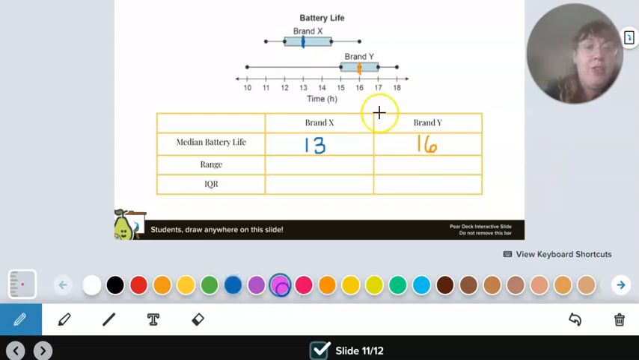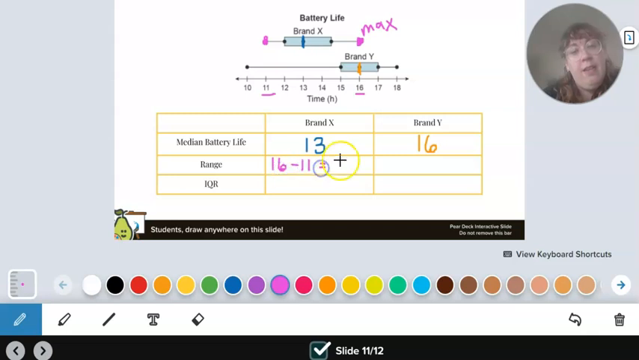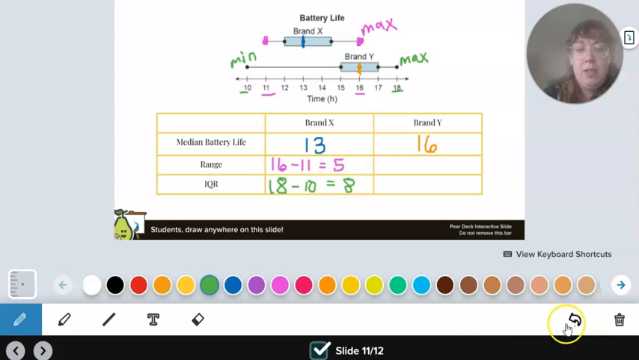Then we're looking at the range. For the range of brand X, our maximum is 16 because of this point, and our minimum is 11. So 16 minus 11 gets us 5. For brand Y, our maximum is 18, and our minimum is down here at 10. So 18 minus 10 gets us 8. Oops, I wrote that in the wrong spot. Up here. That gets us a range of 8.